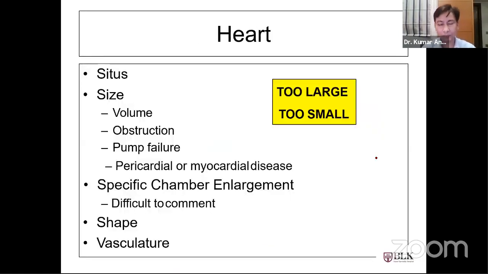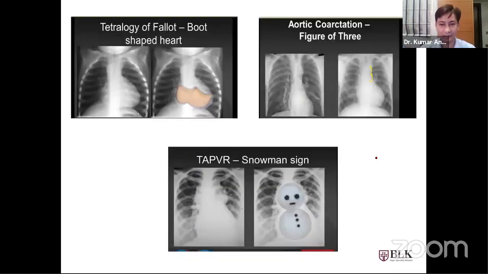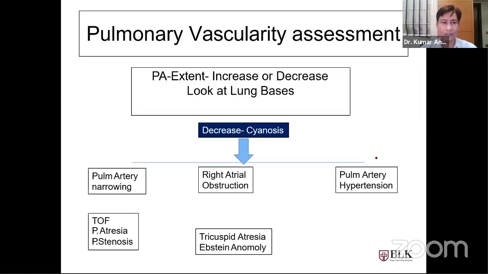So I'm not going to discuss too much about the heart, but just to give you details, if the heart is too large, if the heart is too small, if the shape is abnormal, if the vasculature is too prominent, that means the heart could be the reason for the abnormal chest X-ray. I told you that any change in the shape of the heart can lead to the diagnosis of congenital heart disease also. When you look at the pulmonary vasculature, it can be less prominent, and sometimes it can be more prominent.